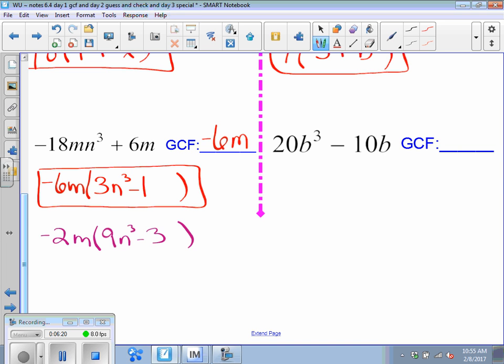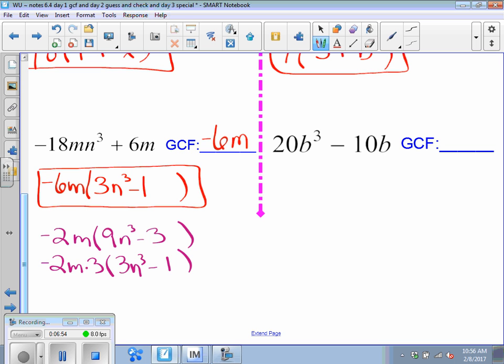Negative 3. But what's left in parentheses, I still have a greatest common factor, right? What's my greatest common factor in parentheses? 3. So I already have this, so now I'm going to take out a 3. So if you don't take out the biggest thing, you can keep going, all right? So 3 times what gives me 9n to the third? 3n to the third. And then minus 1, right?